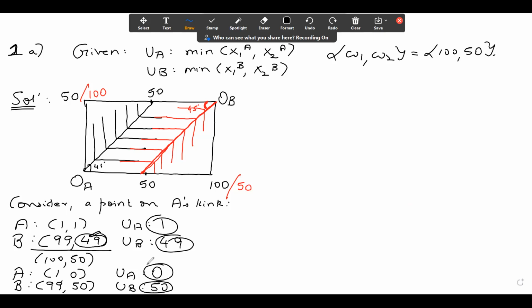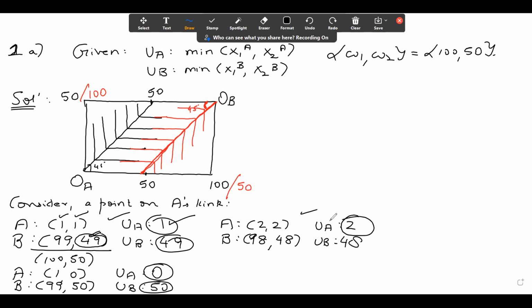Similarly, can you try to make A better off? If I want to make A better off, A needs 1 unit here also and here also. Suppose B gives 1 unit of both the goods to A. Then A will have 2, 2. B will have how much? 98, 48. What is the utility A gets? 2. What is the utility B gets? 48. Compare this with this. A has become better off by making B worse off. That means when you try to make B better off, in that process A becomes worse off. When you try to make A better off, in that process B becomes worse off.